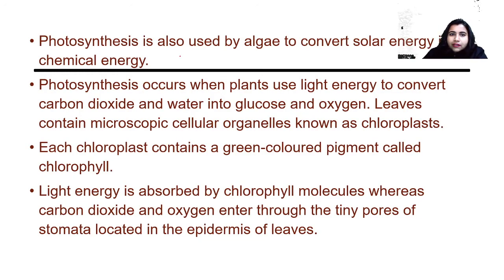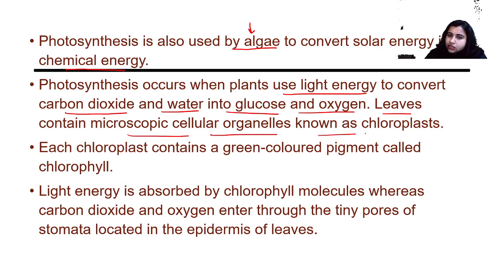Photosynthesis is also used by algae to convert solar energy into chemical energy. Algae is a multicellular eukaryotic organism. Photosynthesis occurs when plants use light energy to convert carbon dioxide and water into glucose and oxygen, right? Leaves contain microscopic cellular organelles known as chloroplasts.